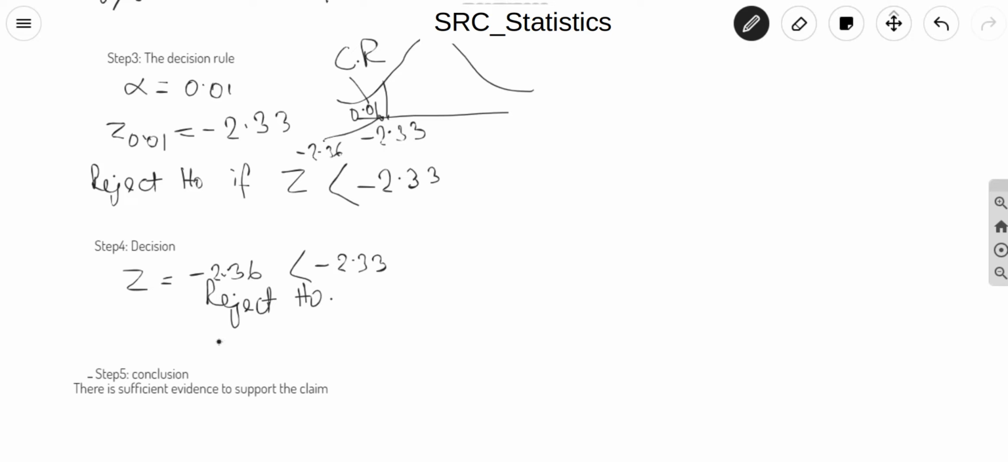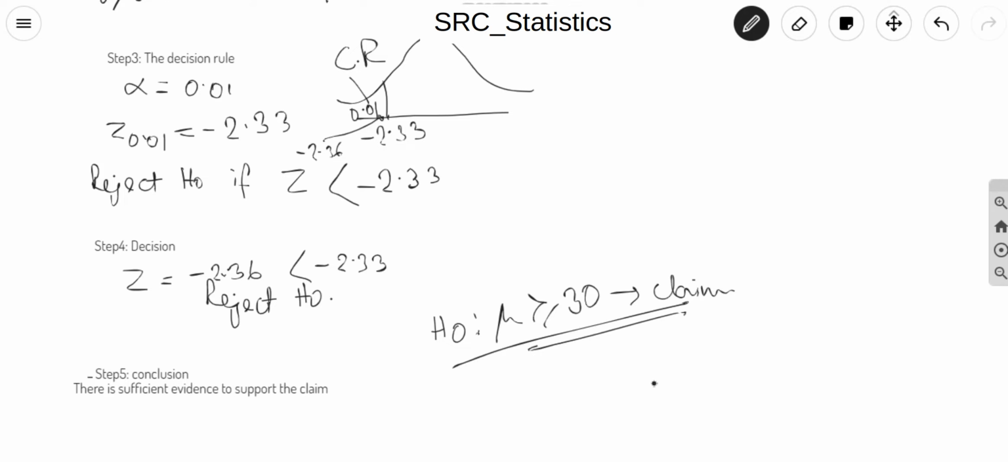Now I go to the final step, step 5, conclusion. So what do we do? We reject the null hypothesis, which is mu greater than or equal to 30, which was our claim. So there we actually rejected the claim. So our conclusion will be there is sufficient evidence to reject the claim. Not support. In the earlier question it was support the claim, and here it is reject the claim.